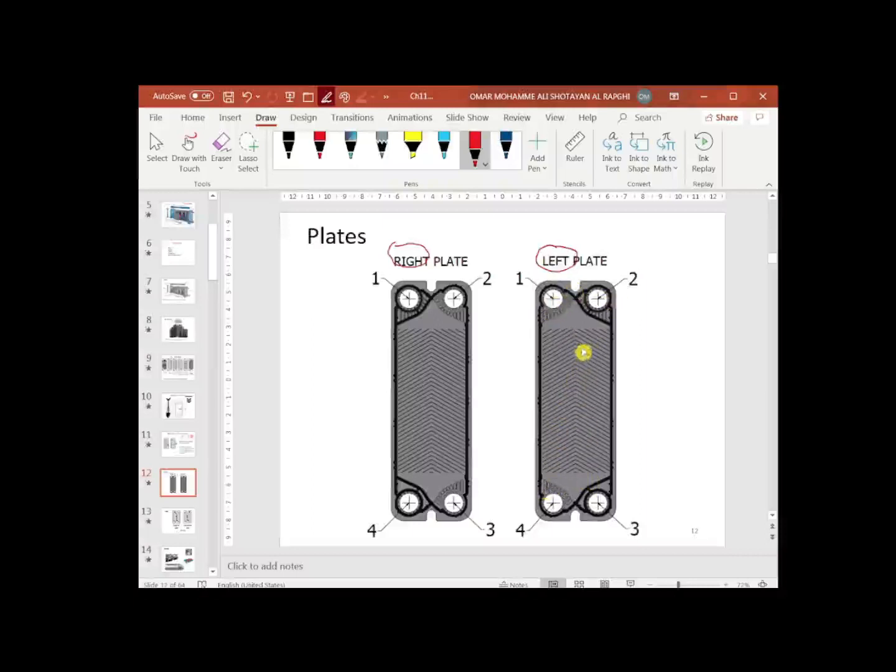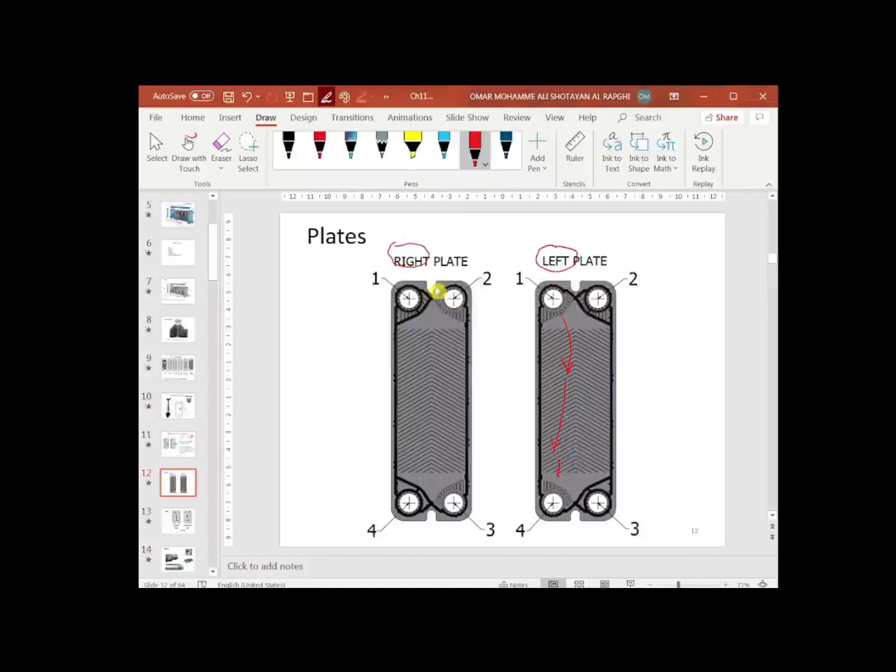Because of the arrangement of the gasket, the flow is going to be only going from 1 to 4, sorry, or the reverse. So for example, if we assume the flow is going to go this way, it's going to go from port 1 to port 4 on this side of the plate.